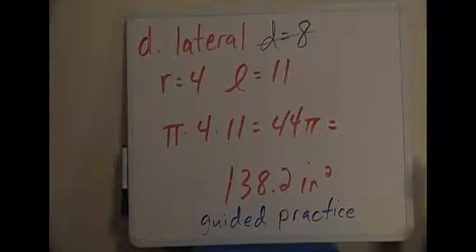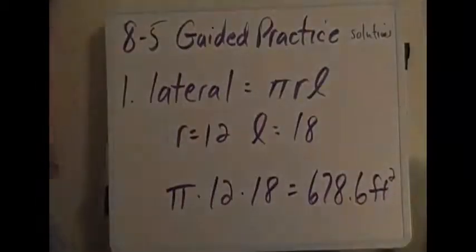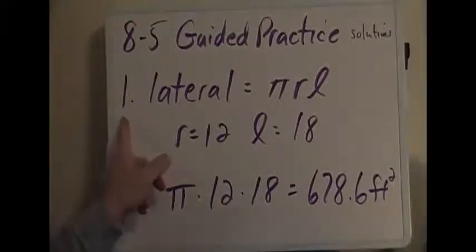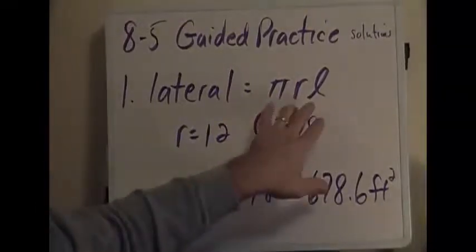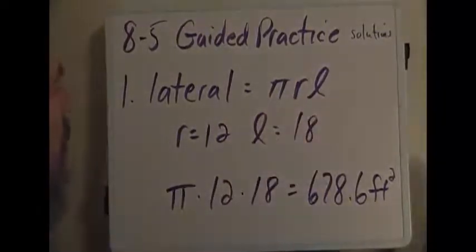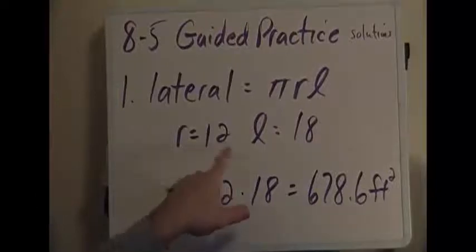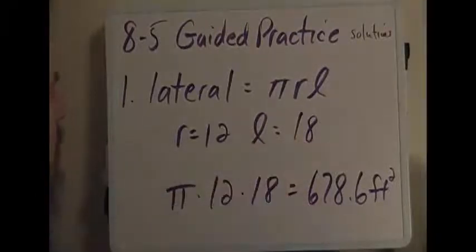Please do your guided practice. Here are your solutions to guided practice for section 8-5, surface area of a cone. The first problem, they are looking only for the lateral surface area, so we can just use this part of the formula, pi RL. We have a radius of 12, slant height of 18, so we're looking at pi times the radius of 12 times the slant height of 18. We get 678.6 square feet.